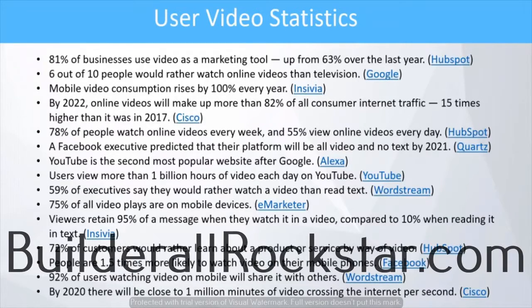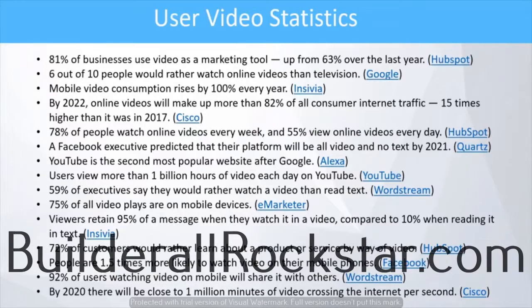And 72% of customers would rather learn about a product or service by way of video. People are 1.5 times more likely to watch video on their mobile phones, again, going back to the importance of mobile optimization. Now, this statistic is really important. 92% of users watching a video on mobile will share it with someone else.